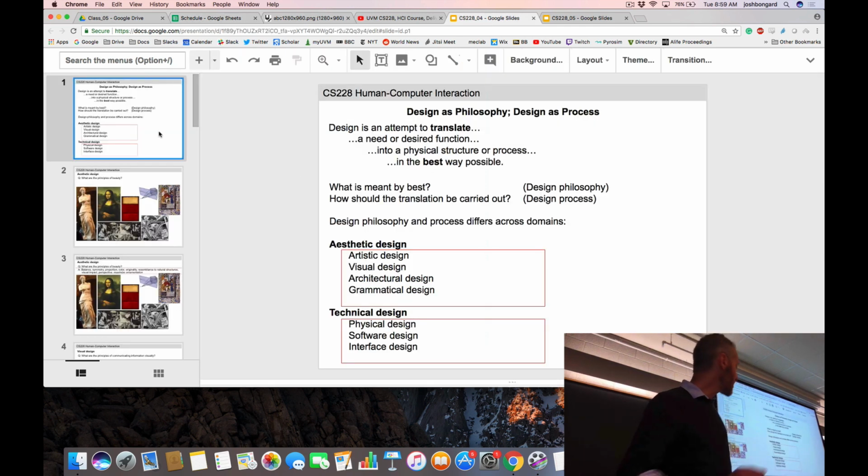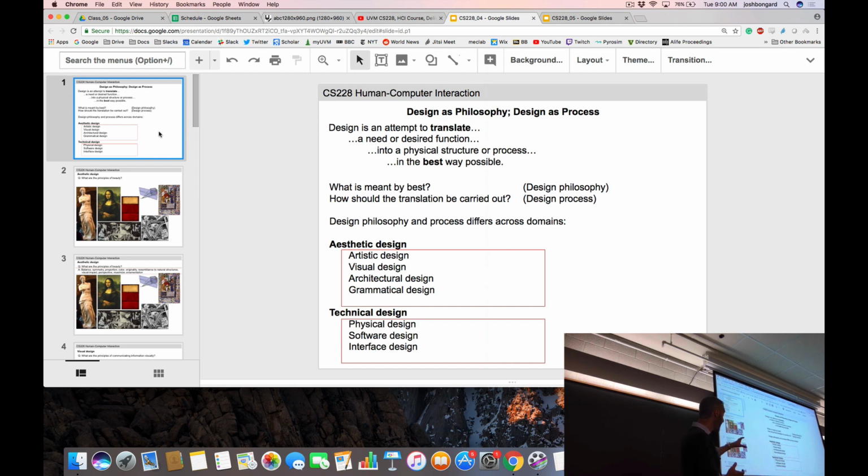Okay, so just as a reminder, we're working our way through a bunch of different domains, starting from the most subjective, like fine art, moving all the way up to technical design, and ending with interface design, which is the focus of this course. And what interface design has in common with, for example, architectural design, is you're trying to balance subjective things and objective things.